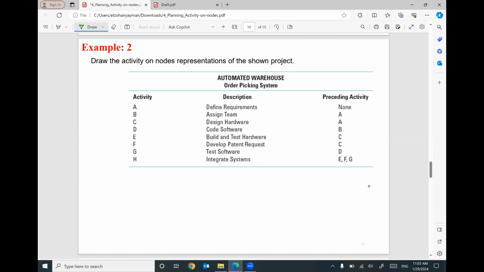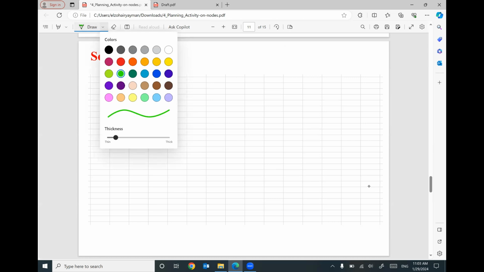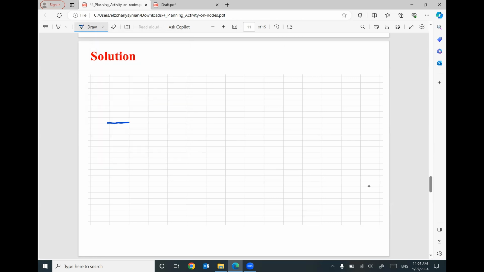We have another example here. We are given some activities A, B, C, D until H, a short description for each activity, and the preceding activities, the predecessors. And we need to construct the activity on node network. So I will start. It looks like the first activity A has no predecessor. So I can start my project here with activity A. The duration is not given, that's fine. So this is activity A, without any predecessor. So this is the start of the project.